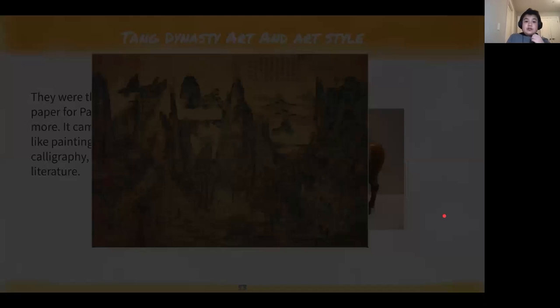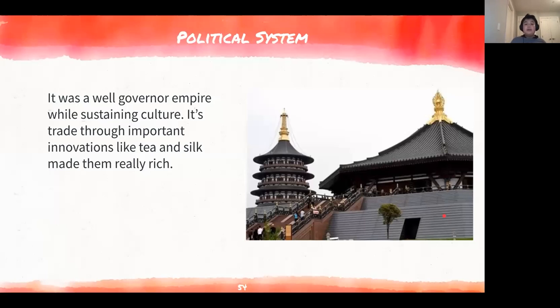Okay, then, moving on. So what was the political system like? Well, the Tang was a really well-governed empire that was able to sustain its culture. It was able to get really rich off a lot of these innovations, these things that they invented, that made them really rich.